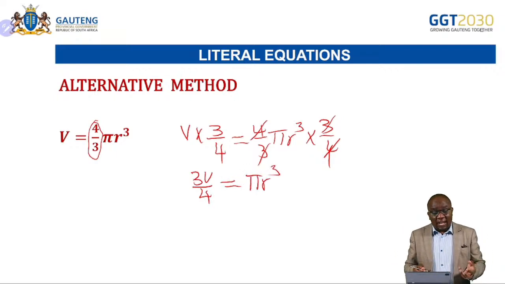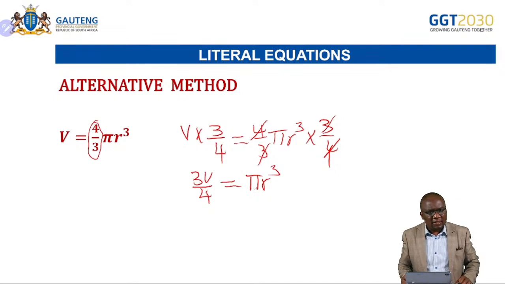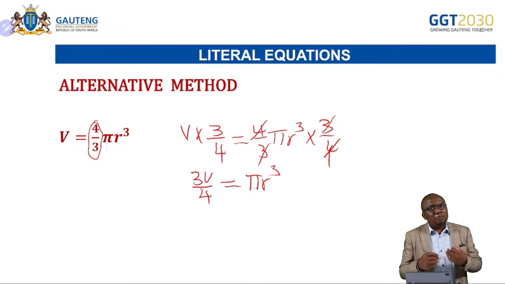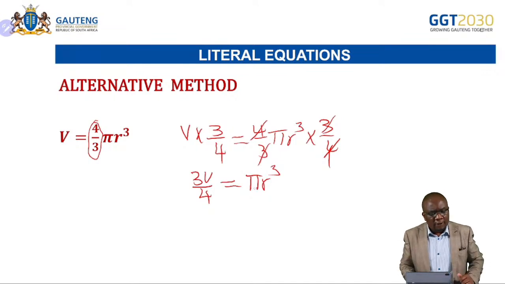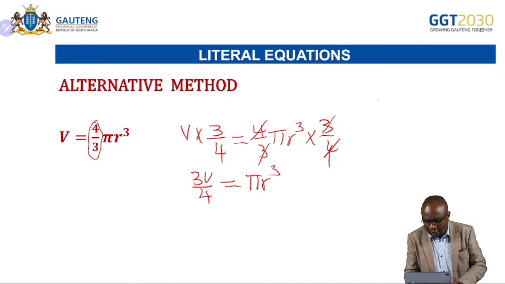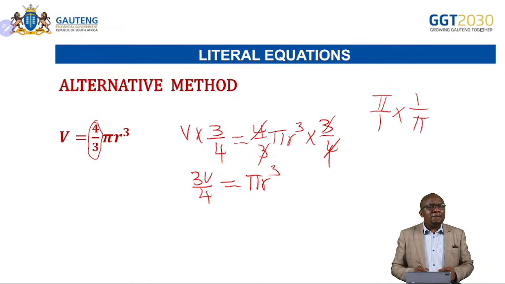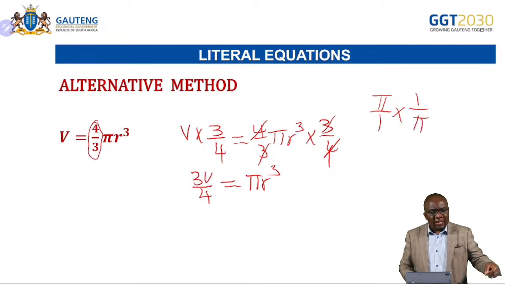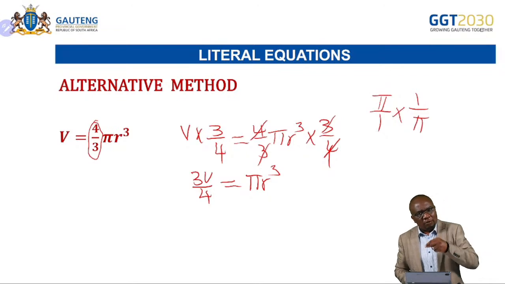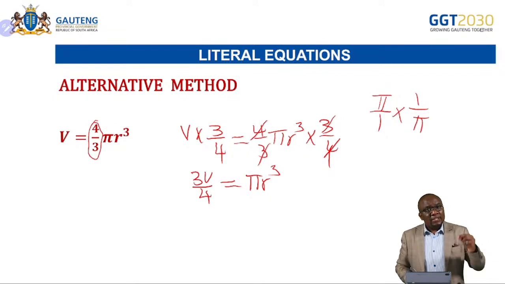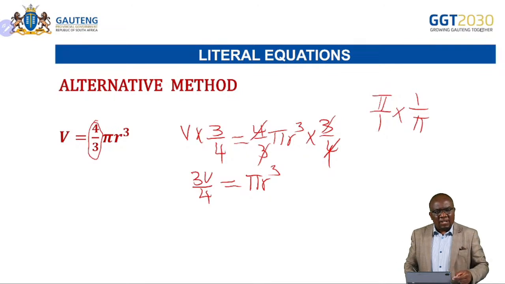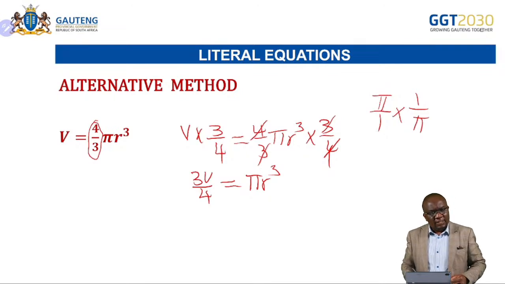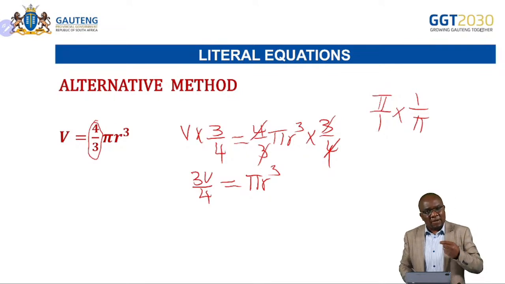And then we divide by pi on both sides of the equation. Or someone can even say, I'm going to multiply by the reciprocal of pi. What's the reciprocal of pi? Remember pi is pi over 1. The reciprocal will be 1 over pi. Remember, dividing by pi is like multiplying by 1 over pi. Dividing by 2 is like multiplying by 1 over 2. Dividing by 10 is like multiplying by 1 over 10.